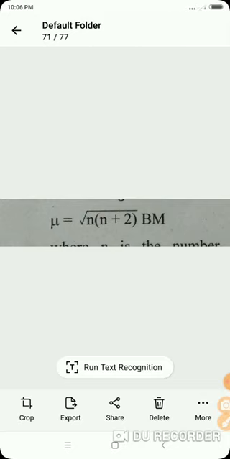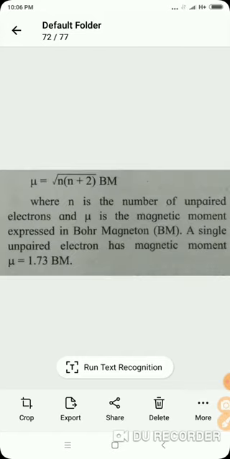Mu is the symbol that indicates the magnetic moment. Mu is equal to the square root of n times n plus 2, in BM. BM stands for the Bohr magneton, which is the unit of the magnetic moment, and n stands for the number of unpaired electrons. This formula is called the spin only formula.